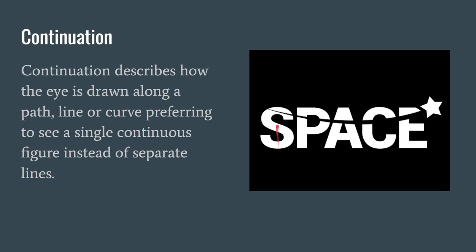Continuation describes how the eye is drawn along a path or line and it'll carry it to another object. So we can take the word space and this star and connect them together like they belong together, with a line that goes through them and meets the other one. So our eye will follow lines and create movement and join things together.